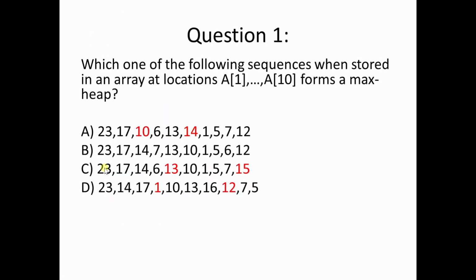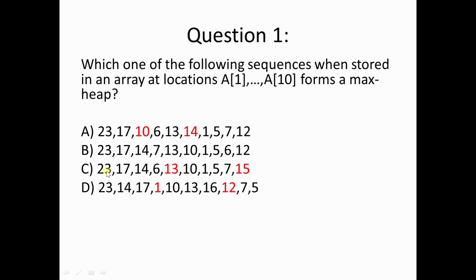Why will the other options not work? Let me tell you. In option A, below 23 it will be 17 and 10. Below 17 it is 6 and 13, and below 10 it is 14. So 10 is smaller than 14. The root node 10 is smaller than its child node. It is not a maximum heap tree.